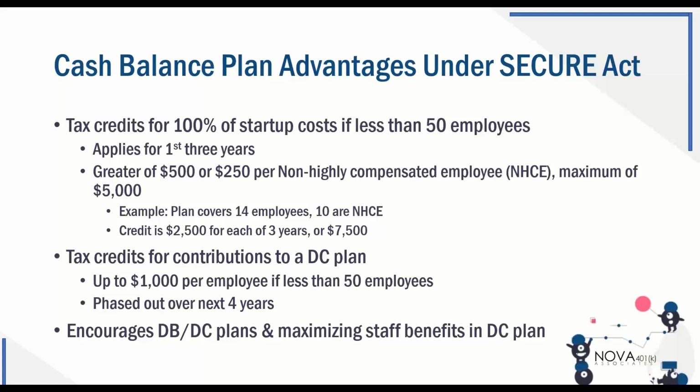They also beefed up the tax credits for contributions to a DC plan, and that can be up to $1,000 per employee. Also phasing out between 50 and 100, and then phasing out over 4 years. So these credits are important for potential sponsors to know about, because it can really be helpful in covering some of those costs in the early years of a plan. And that is the purpose of it, for Congress to encourage sponsors to help people save for retirement.